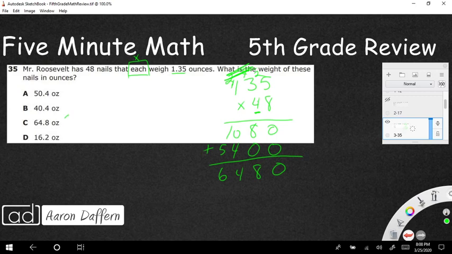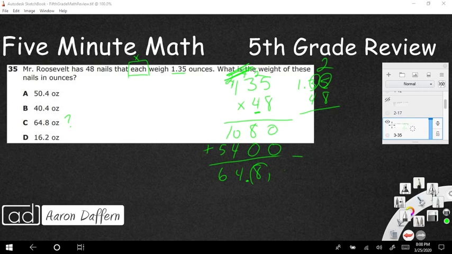Well, I see 6, 4, and 8 in C, but I don't necessarily see a 0. I wonder why that is. Well, let's go back to our problem. Remember, we had 1.35. This 48 doesn't have any digits behind the decimal, so we're not going to worry about this. But this has 2 digits behind the decimal in the factor. So we need 2 digits behind the decimal in our product. So it's 64.80. But you can always drop any zeros you have after the decimal place. You don't need those.